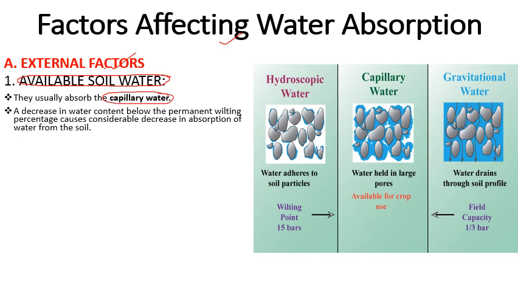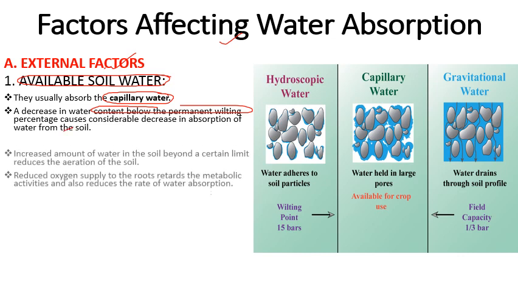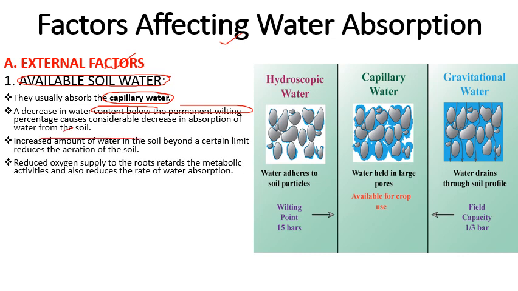A decrease in water content below the permanent wilting point or percentage causes a considerable decrease in absorption of water from soil. Increased amount of water in the soil beyond a certain limit reduces the aeration of the soil, that is, in flooding condition when very high water is present in the fields, the oxygen supply to the roots gets reduced, and reduced oxygen supply to the roots retards the metabolic activities and reduces the rate of water absorption. So the roots cannot continue their metabolism properly. As a result of that, they reduce the rate of water absorption.